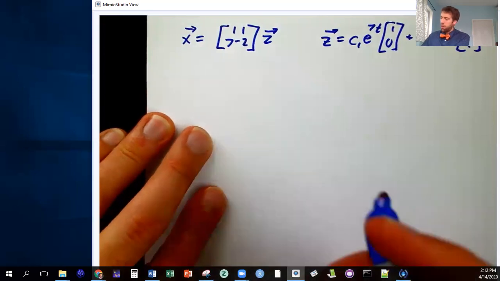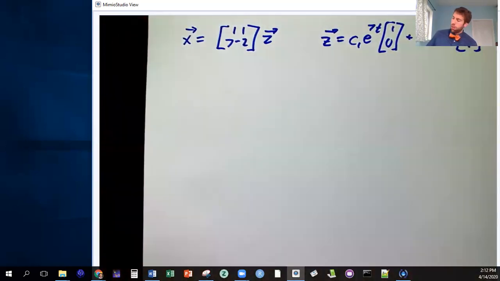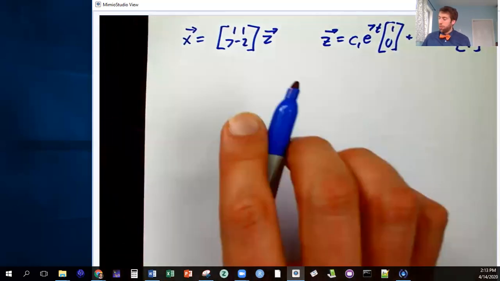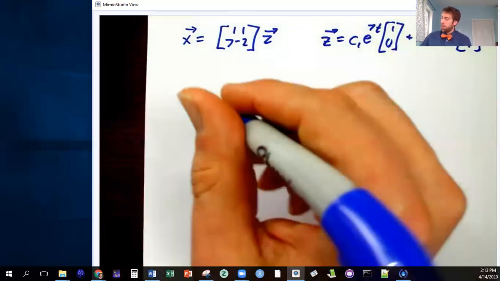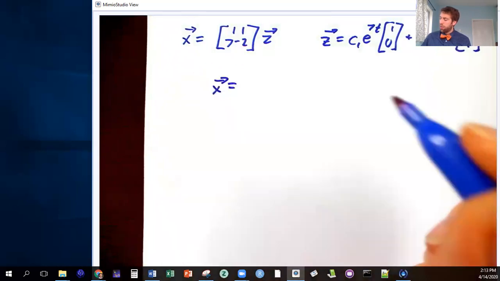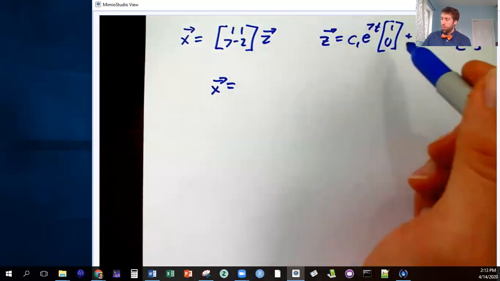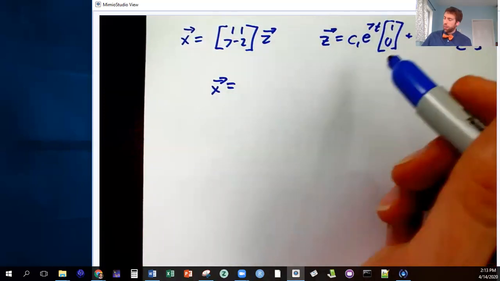Then you see that x is this matrix times that. So you just multiply this matrix times each of those vectors, because if I have the matrix times the whole thing, then it distributes and constants factor out.